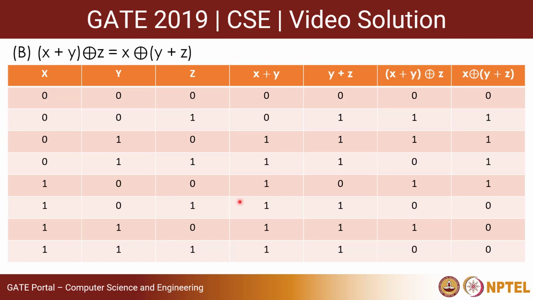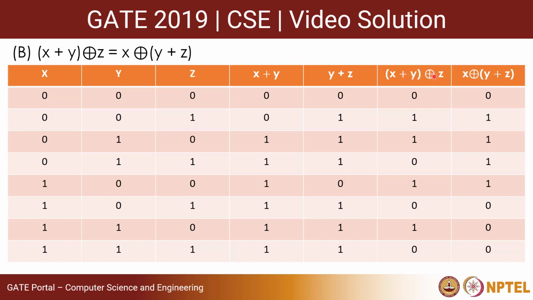Let us look at option number 2. X plus Y, or X or Y, XOR Z is nothing but X XOR of Y or Z. Again, X, Y, Z are three Boolean variables. X or Y is 1 if either or both bits are 1. So this is the truth table. If both the bits or either of the bits is 1, the output is 1, else the output is 0.